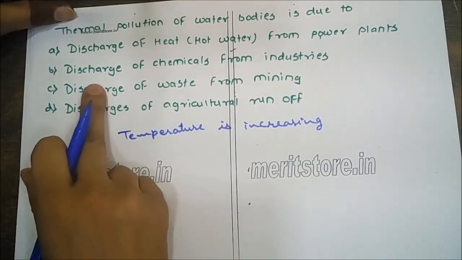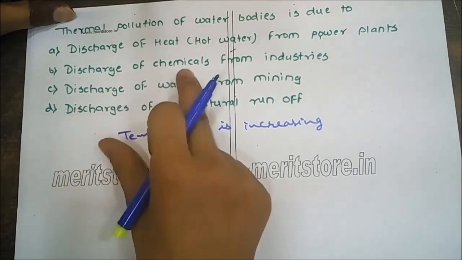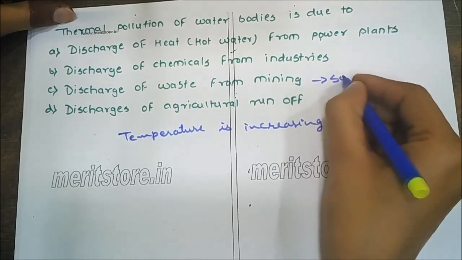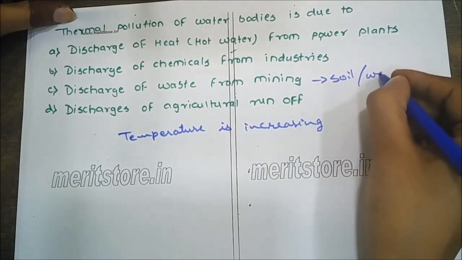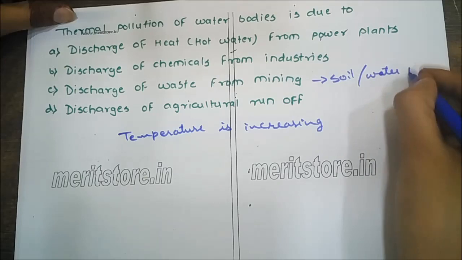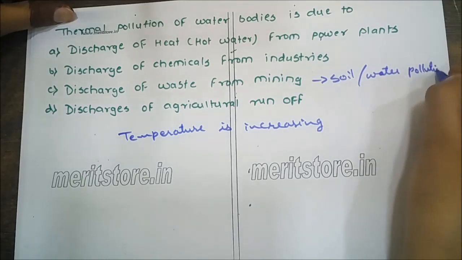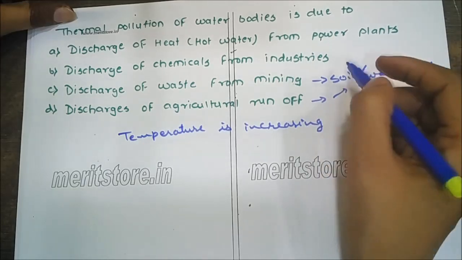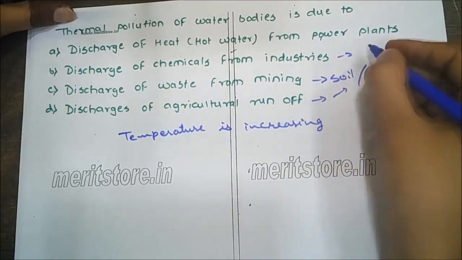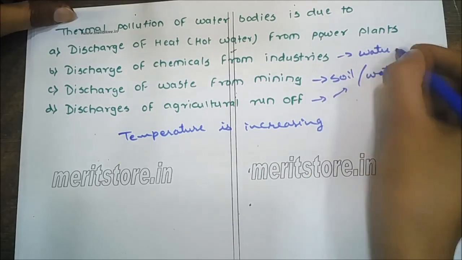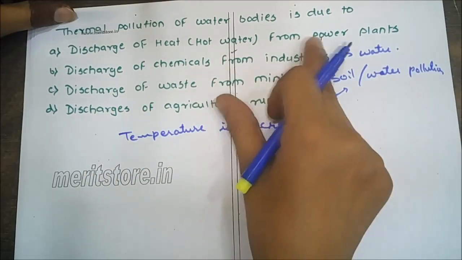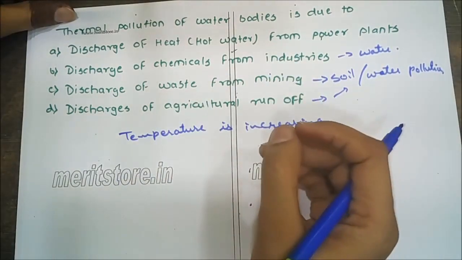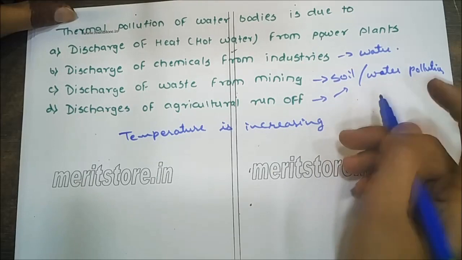So from these, discharge of chemicals from industries and discharge of waste from mining will cause soil pollution or water pollution, and discharge of agricultural runoff will also cause both soil and water pollution, and discharge of chemicals will cause water pollution. But discharge of heat from power plants will cause thermal pollution, that is increase of temperature in water bodies.